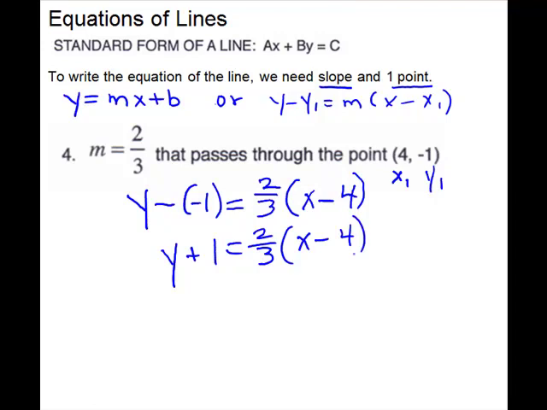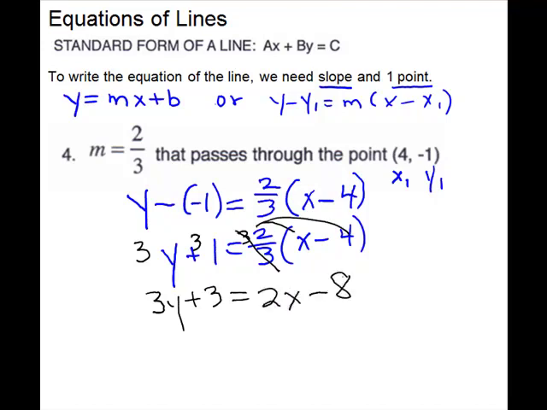First we'll go to standard form. Standard form means we're going to clear the fraction. So we need to multiply through by 3 to clear our fraction out. So we have 3y plus 3. That leaves us 2 to distribute, 2x minus 8.